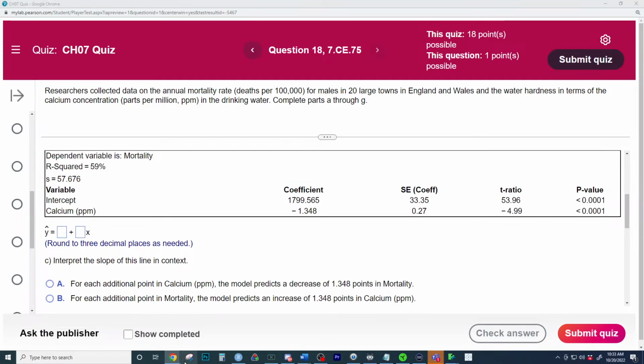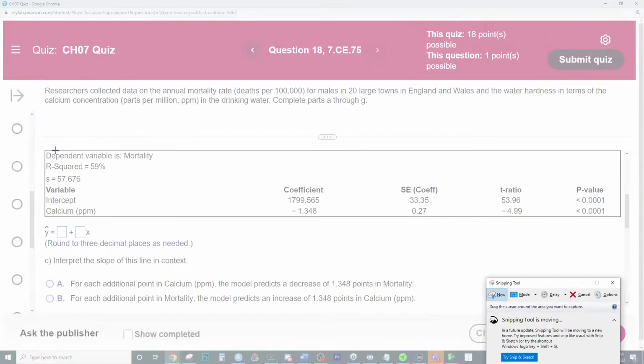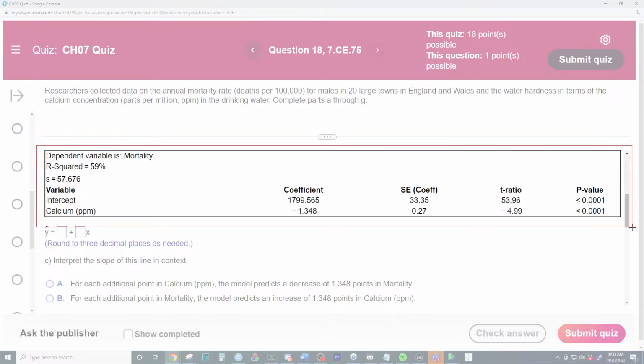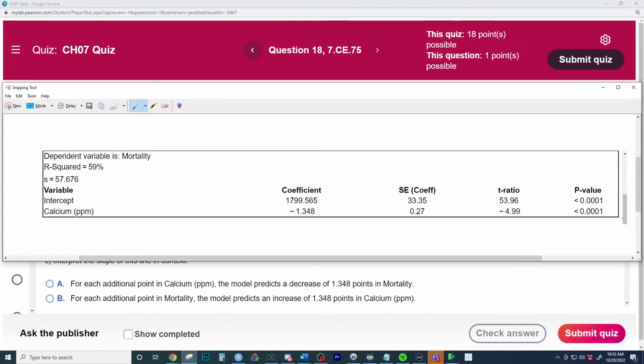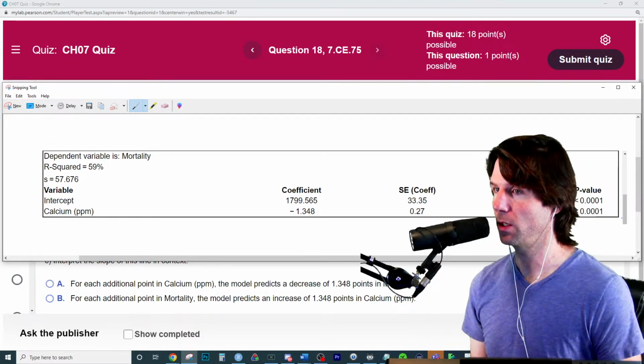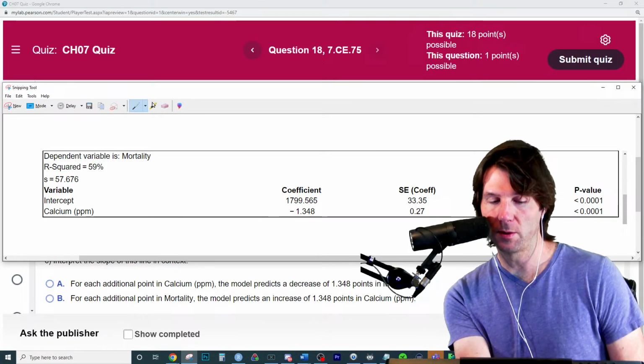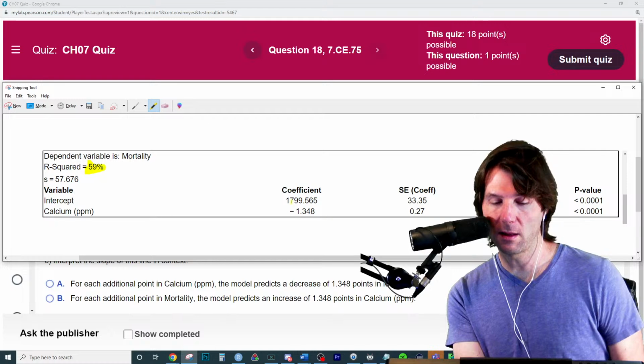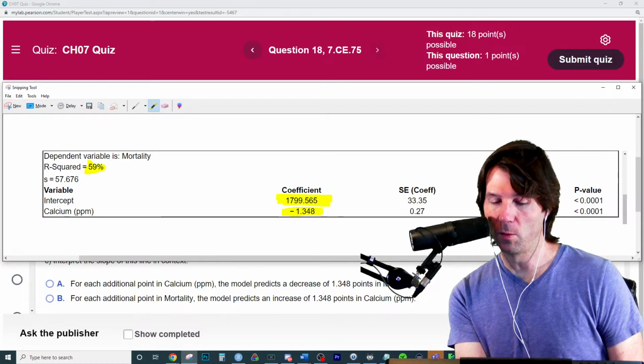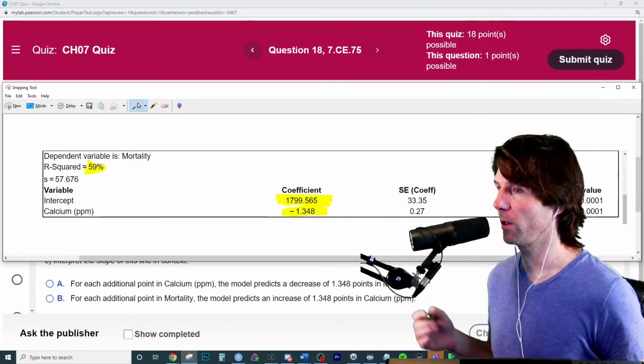What are these values? The most important thing to know here is our interpretation of R squared, which is that 59% of the variation in mortality can be explained by the calcium in the water. So know how to interpret your R squared. But then these values right here, what are those values in order?